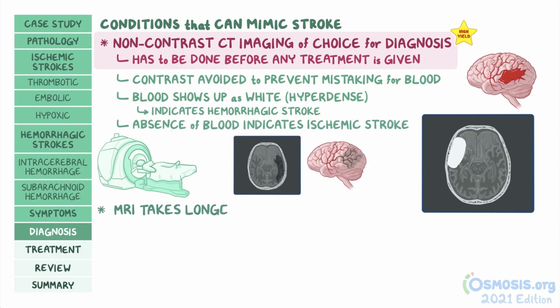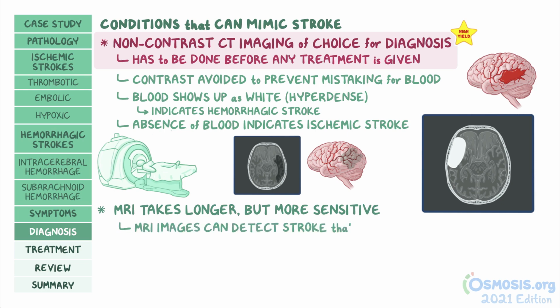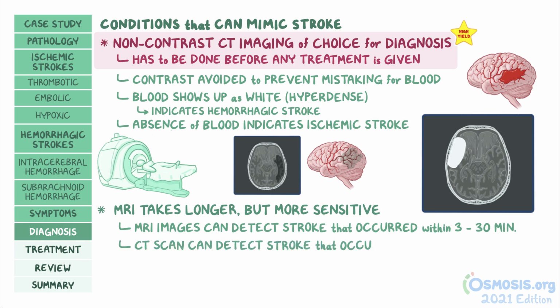An MRI takes longer to perform, but it's more sensitive than CT. MRI images can detect a stroke that occurred within 3 to 30 minutes, while a CT scan can detect a stroke that occurred only after 6 to 24 hours.